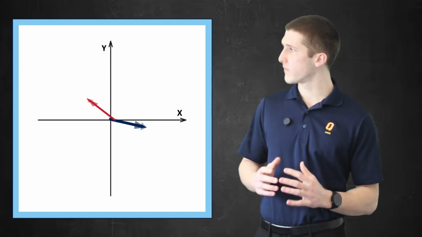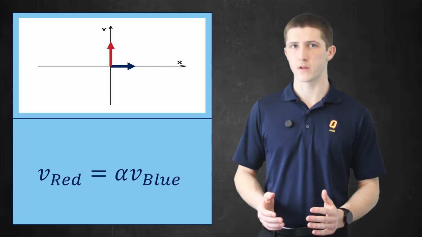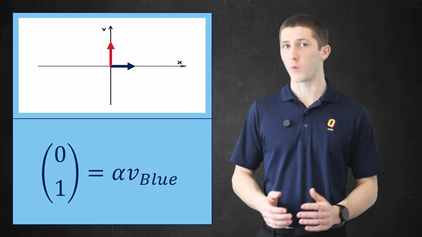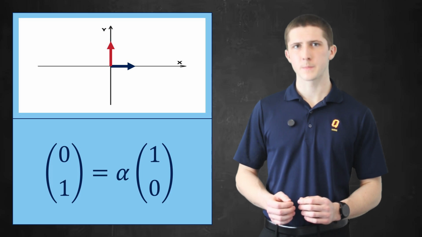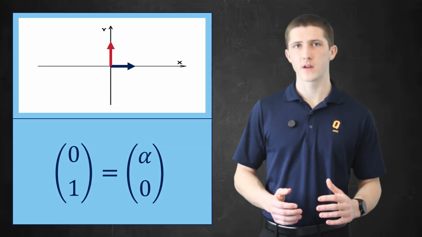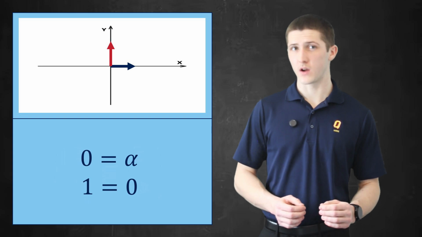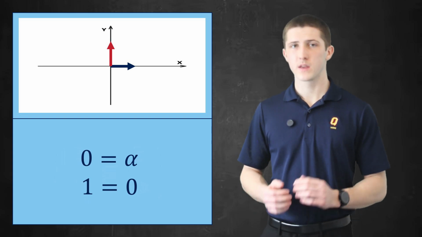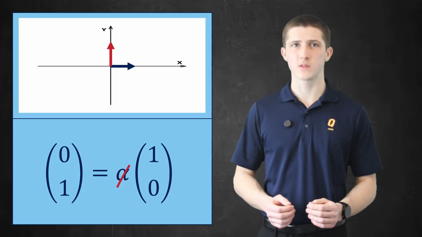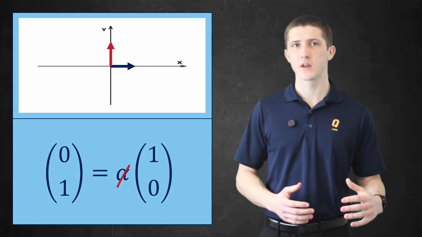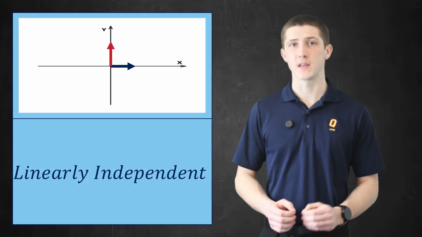Now, if we have two different vectors, we can try to write out the red vector as a linear combination of the blue vector. The red vector is (0, 1), and the blue vector is (1, 0). But we may see a problem. If we distribute the scalar into this vector, then we have this tricky system of equations where we're saying alpha equals 0 and 1 equals 0. Here, we have a contradiction. There's no real value of alpha that we can use to make the red vector from the blue vector, so we can't write them as a linear combination. So we call this red vector linearly independent.